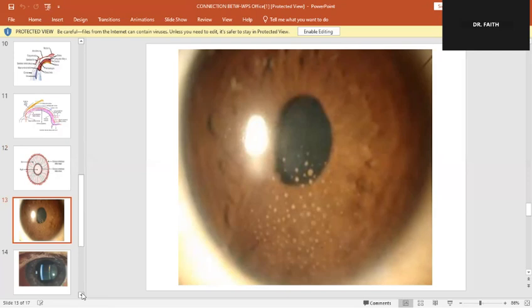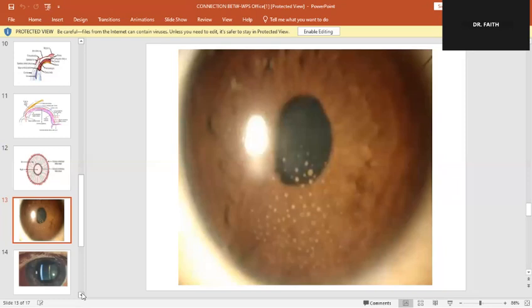Uveitis is a term used to label the inflammation of the uvea, because the suffix in medicine means inflammation of an organ in the body. So uveitis is the inflammation of the uvea. Today we are covering anterior uveitis.